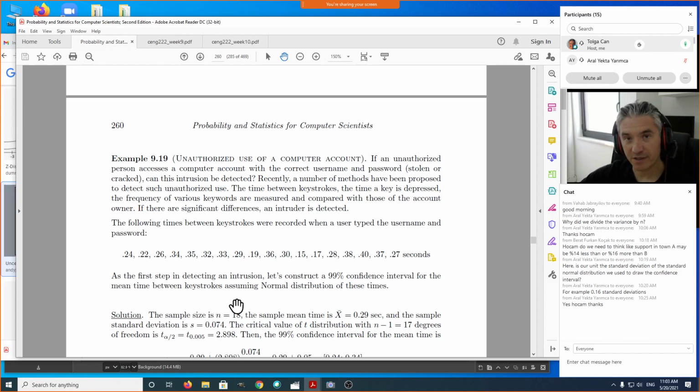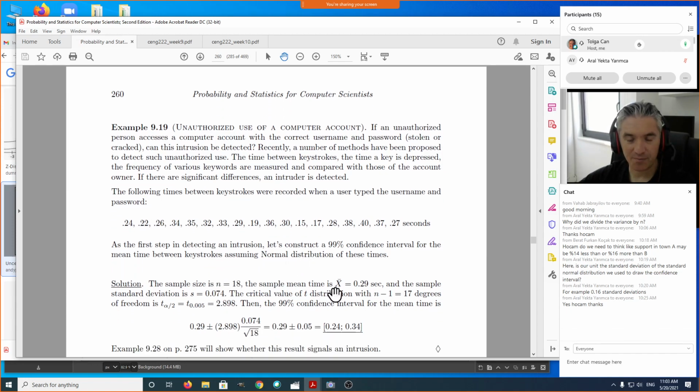So this confidence interval will be like a model of the user. You're going to model the user's keystroke patterns, or the time between the user's keystrokes when he or she is entering the password. And if we get something outside that interval, we are going to classify it as an intruder. So here the sample size is 18. The X bar, the average, is 0.29 seconds, and the sample standard deviation is 0.074.